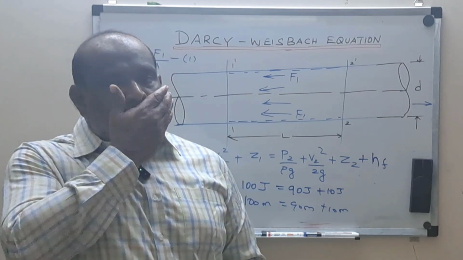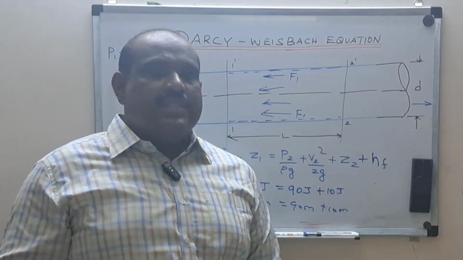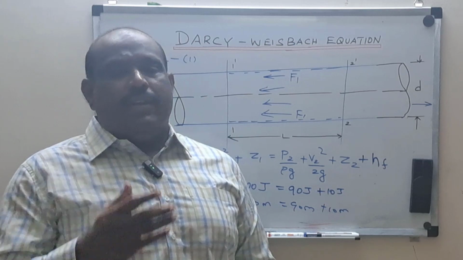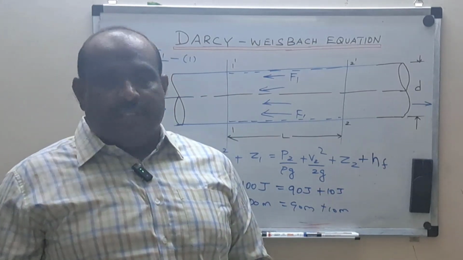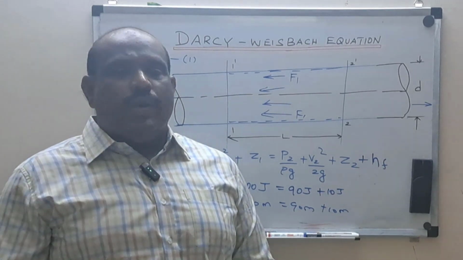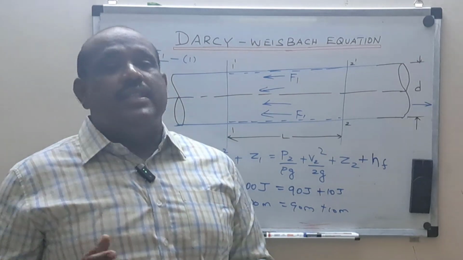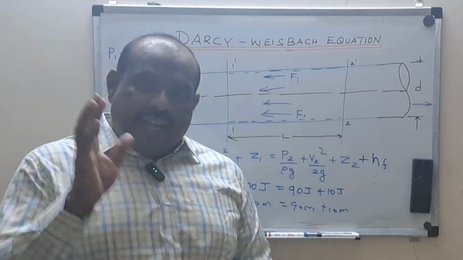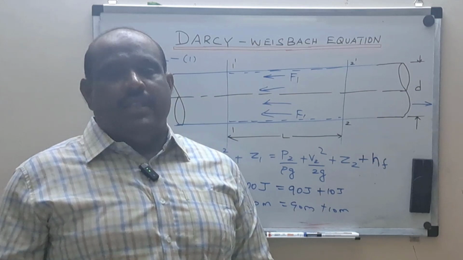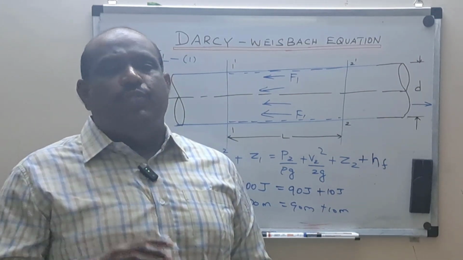I will repeat once again. What Bernoulli's equation says is that the total head at a particular section will be equal to the total head at another section. This law is okay whenever there are no losses. But practically speaking, there will definitely be some losses. Now we are considering only the loss due to friction.